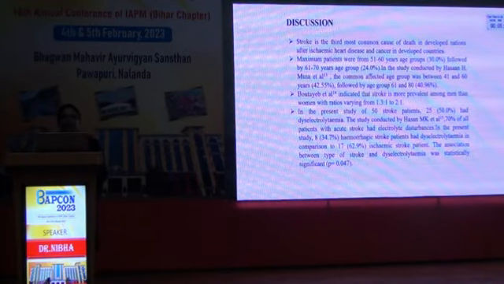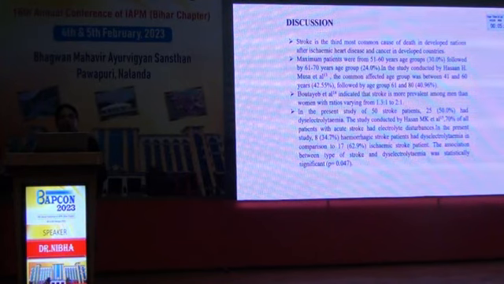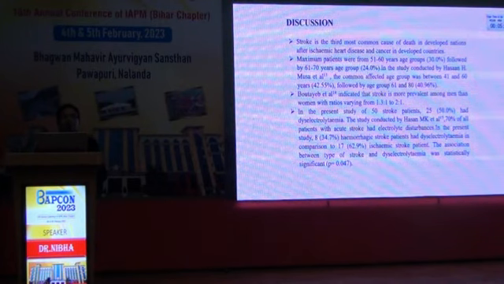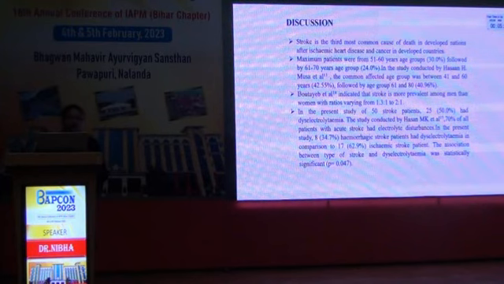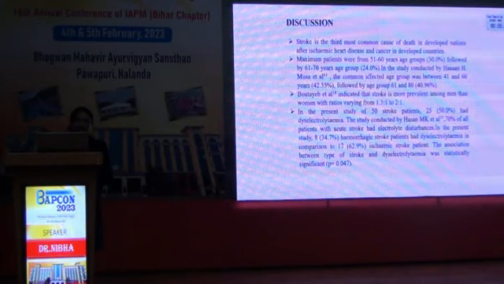Discussion. Stroke is the third most common cause of death in developing nations after ischemic heart disease and cancer. Maximum patients were found in the 50 to 60 years age group, followed by the 61 to 70 years age group. In the study conducted by Hassan H. Musa, the commonly affected age group was between 41 and 60 years, followed by age group 61 to 80. Bodyard et al. indicated that stroke is more prevalent among men than women, with ratio varying from 1.3:1 to 2:1.